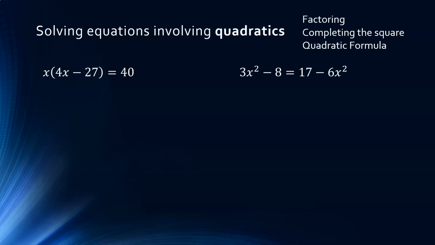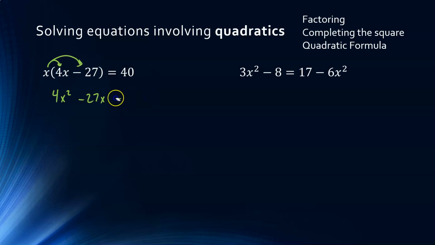But let's look at this first one. Now this first one, we need to simplify this. This is not equal to 0, so we can't set each factor equal to 0 and solve it. We can't do that because it's not equal to 0. So instead, I have to simplify this by distributing the x through. So we would have 4x squared minus 27x equals 40.